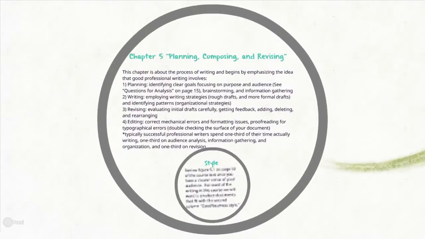So to begin, obviously, we've got this chapter on planning, composing, and revising, which is really significant. This chapter really gets you thinking about the process of writing itself and how the process of professional writing differs fairly dramatically from maybe some of the processes for other styles of writing, like academic writing. Typically, one of the most significant things this chapter tells us is that you're spending about 1/3 of your time actually writing, just 1/3. The other 1/3 of your time is spent on analyzing your audience and information gathering, and finally revising. So writing is just a part of the process.